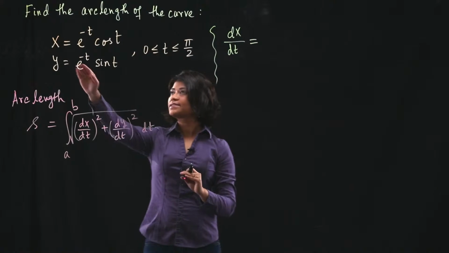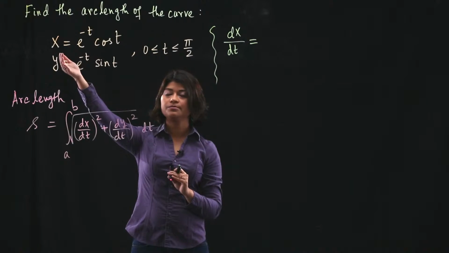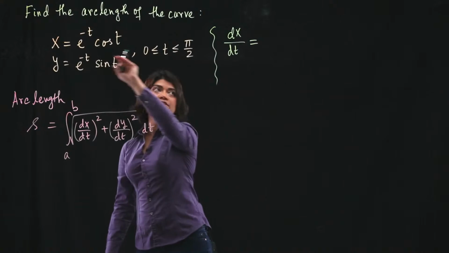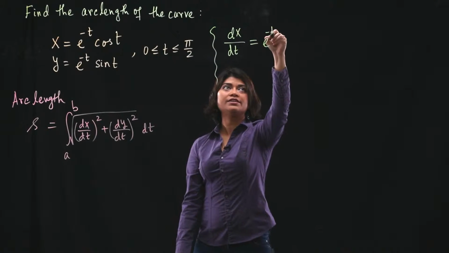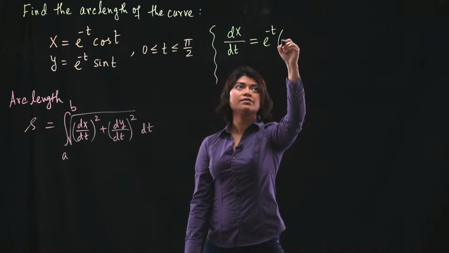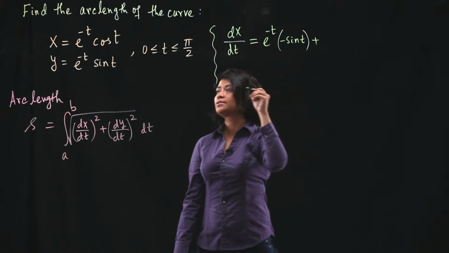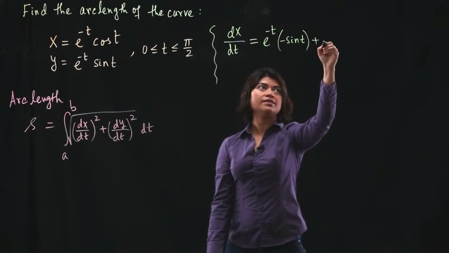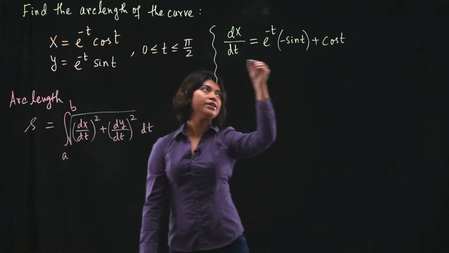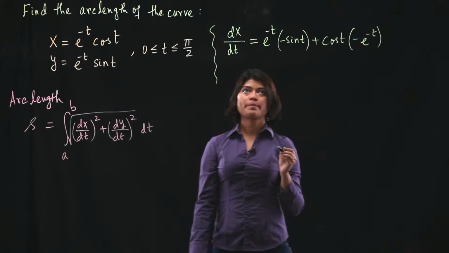Okay, so look, x is given as a product of two functions. So when you're taking the derivative, we have to use the product rule. So let's do that. First, you keep e to the negative t fixed and take the derivative of cosine of t. That's negative sine t. Plus, you keep cosine of t as it is and take the derivative of e to the negative t, which is negative e to the negative t.